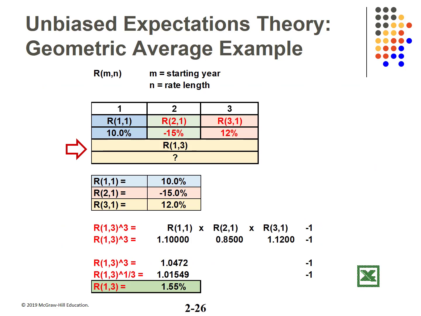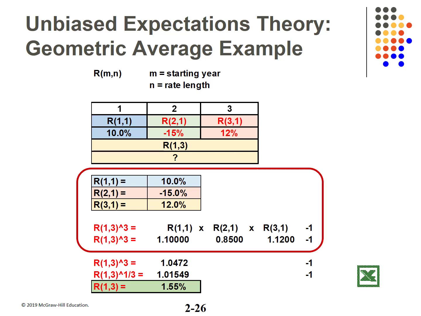You want to find what the 3-year rate today should be. That's an annual rate today, 1, for 3 years, R1,3. You can observe the 1-year rate right now, R11, 10%, the 1-year rate at year 2, R21, minus 15%, and the 1-year rate at year 3, R31, 12%. Given that data, the 3-year rate today should equal the cube root of the product of these 3 annual rates.